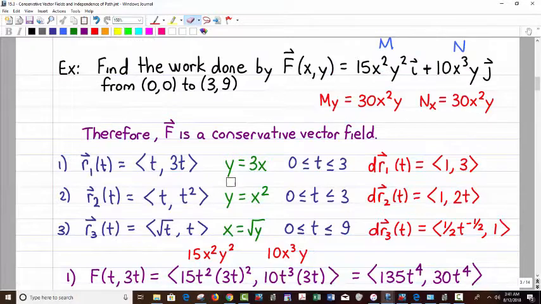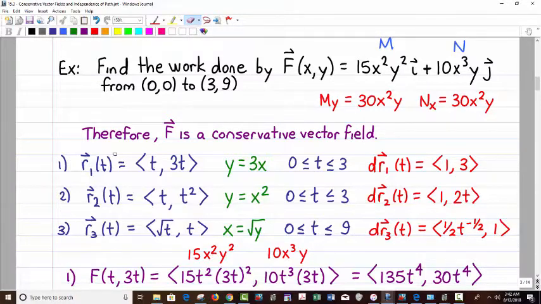So I said let y equals 3x. That's a good one. From 0, 0 to 3, 9. You go from 0 to 3. And then your parameterization: you let x equals t, y would be 3t. And we have the derivative, dr, would be 1, 3. So that's a pretty easy path there.